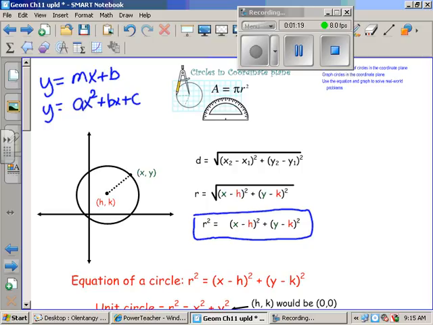All right? So if you think about trying to find the distance from here to there, we use the distance formula, which is x2 minus x1 squared plus y2 minus y1 squared, right? Only in this case, instead of x1, y1 and x2, y2, we're going to have x and y and h and k. So I just did x minus h squared plus y minus k squared equals r. Square both sides, and I get r squared equals x minus h squared plus y minus k squared. Okay, and that is the equation of a circle.